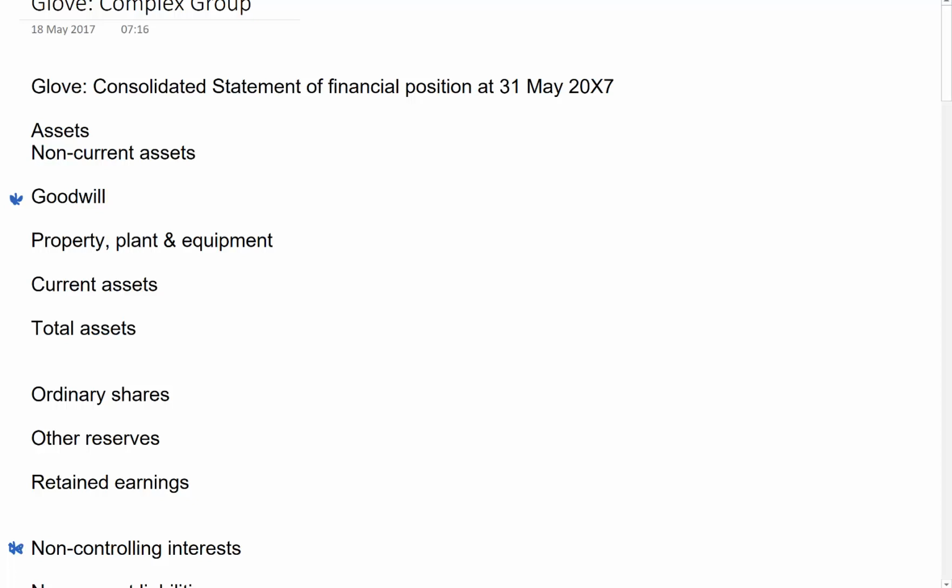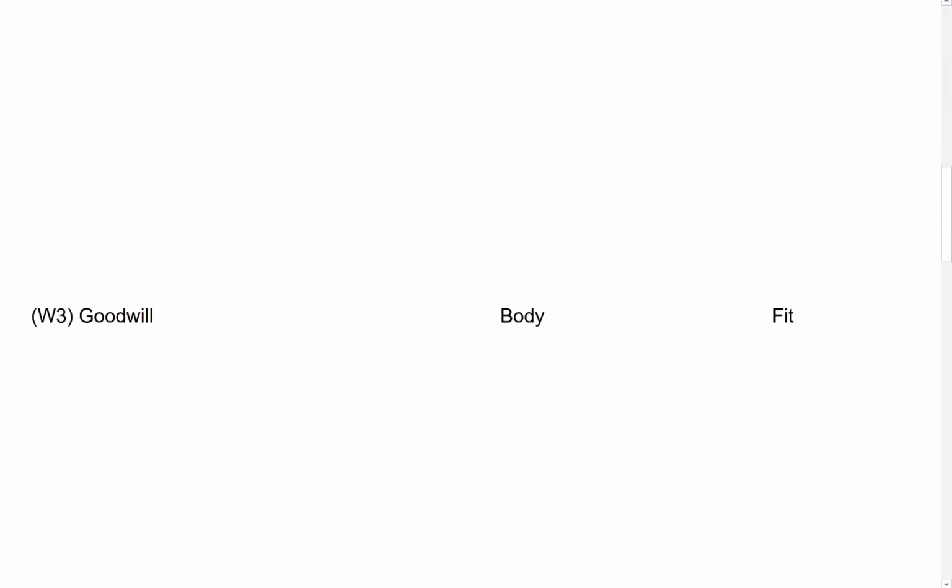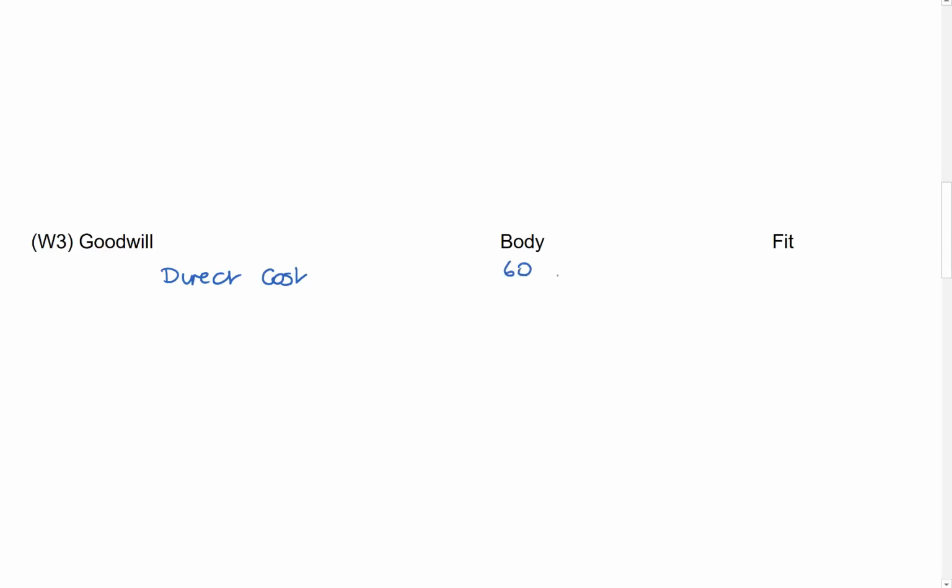So we start off with PPE, and all I'm going to do is to add together Glove, Body and Fit. But I know from experience that there's likely to be some adjustments, so I'm just going to put in an initial figure of 306. Next, we've got the investment in Body. This is Glove buying shares in Body, so it's a direct investment costing 60. The cost of investment is used to calculate goodwill. So here we can slot in our direct cost of 60.